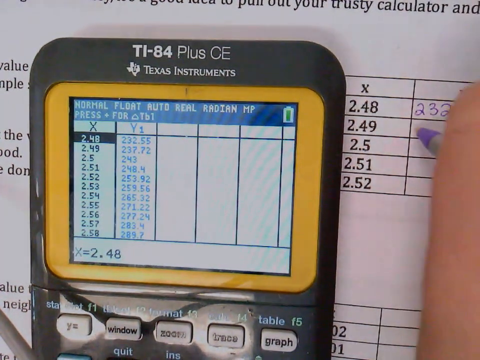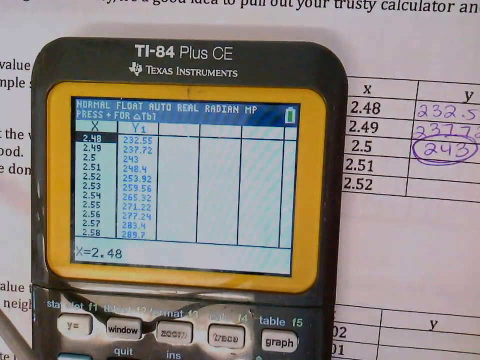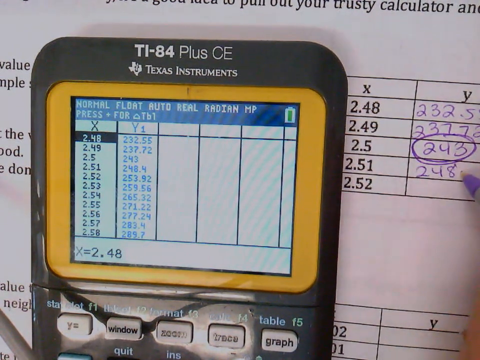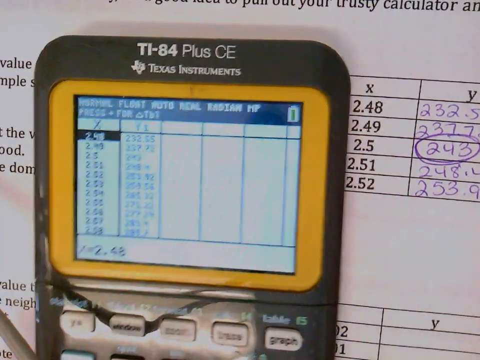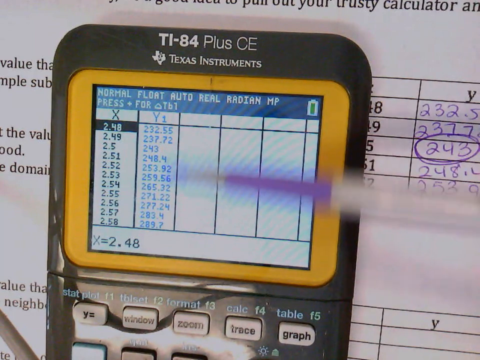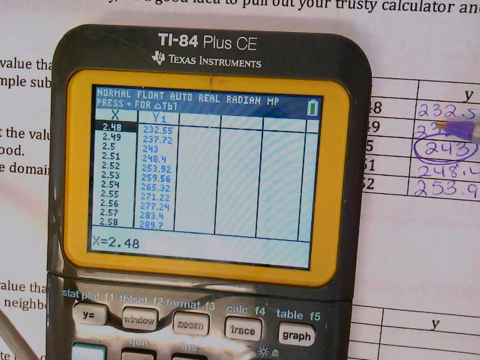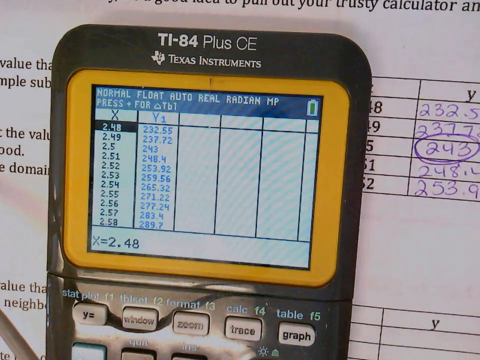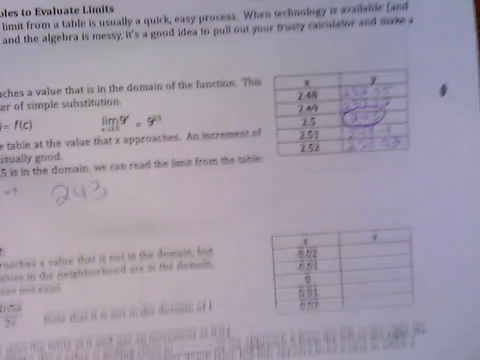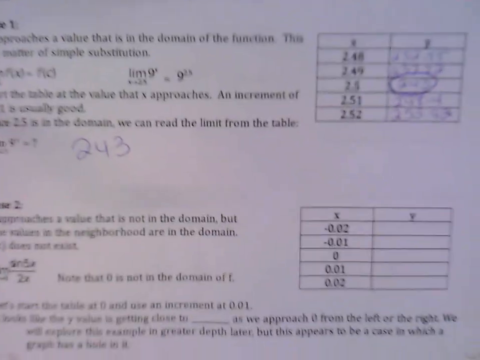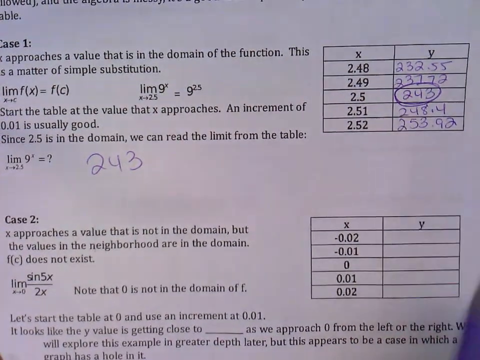232.55, 237.72, 243 is my magic answer, 248.4 and 253.92. So did everyone get that table to show up? You can go up and down from the point in question. We're just proving that, hey, from the left and from the right, we're approaching 243. Both ends of this graph are approaching 243. So substitution is just, hey, the table tells me that if I plug in 2.5, I get 243 as my y value.